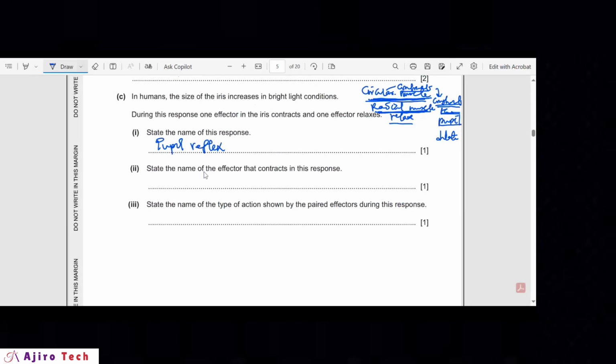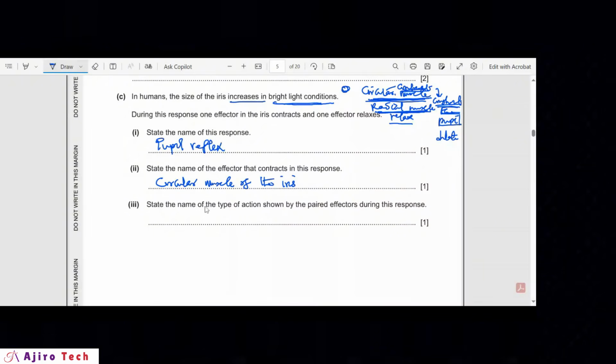And of course, the size of the pupil changes with light. In bright light conditions, the pupil constricts. So the circular muscle of the iris contracts. The circular muscle contracts, the pupil constricts in bright light.